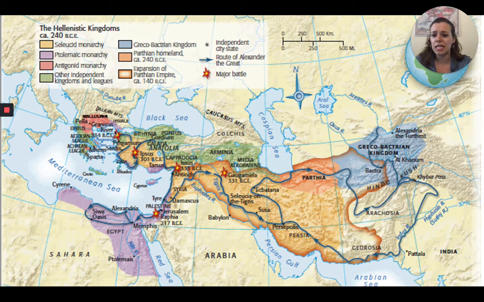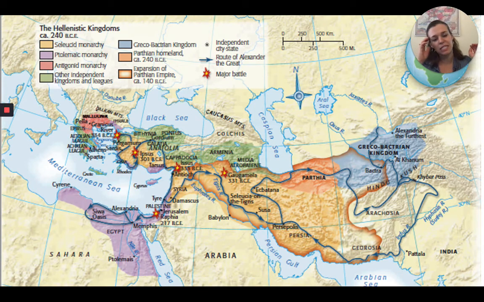So you can see we begin with Greece itself, then the Anatolian Peninsula, down into Egypt. They conquer the pharaohs, install their own. Persia, and even to essentially the Hindu Kush, so Afghanistan.